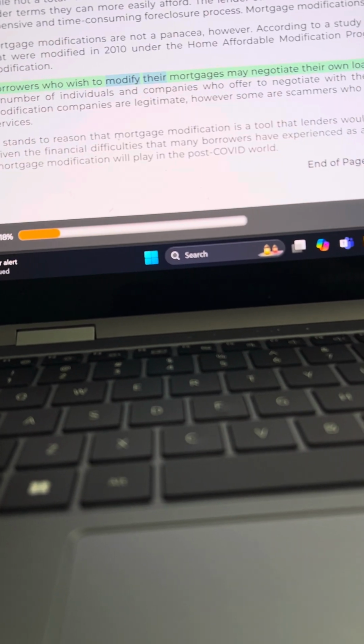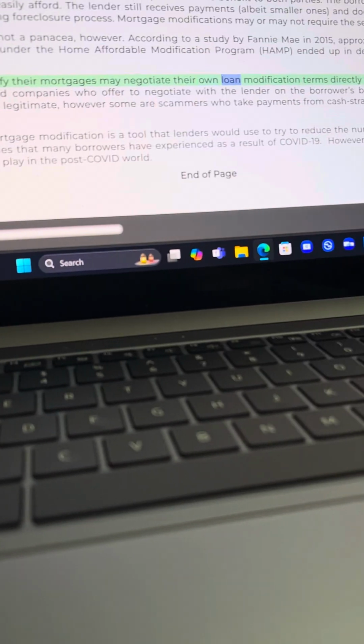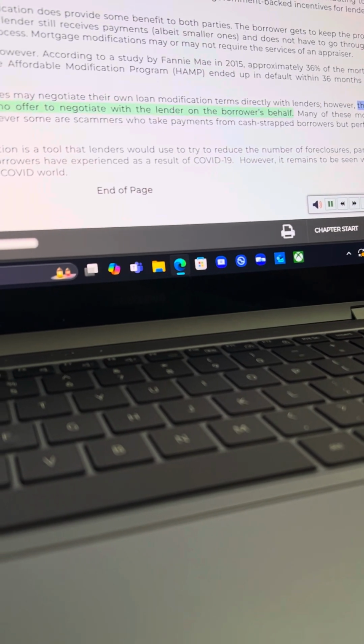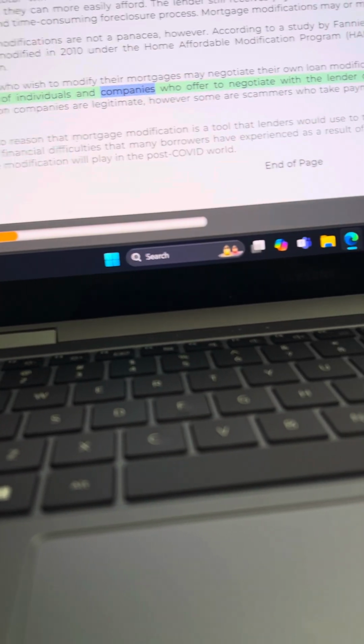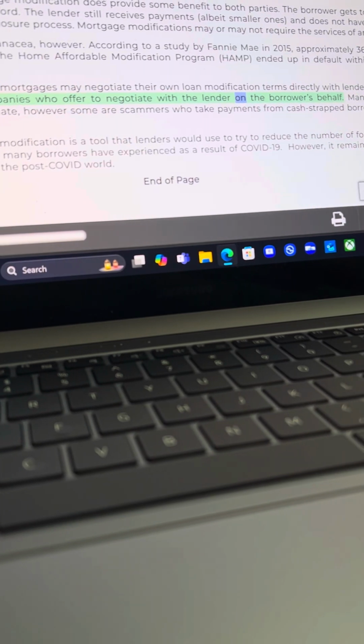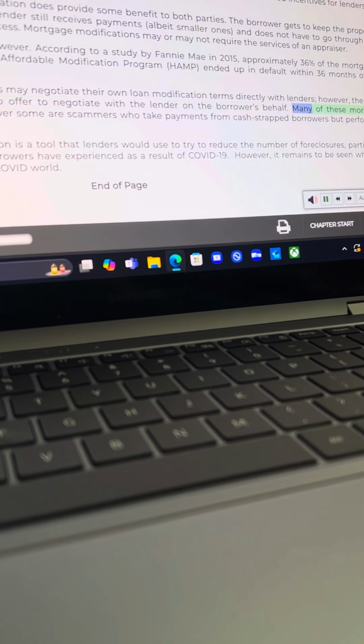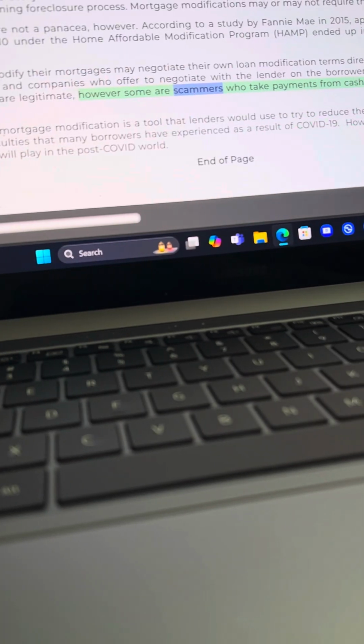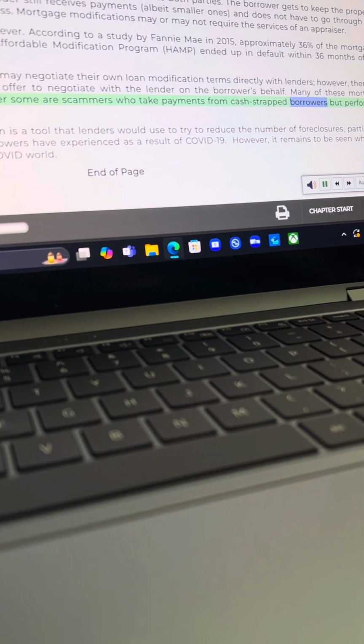Borrowers who wish to modify their mortgages may negotiate their own loan modification terms directly with lenders. However, there are a number of individuals and companies who offer to negotiate with the lender on the borrower's behalf. Many of these mortgage modification companies are legitimate, however some are scammers who take payments from cash-strapped borrowers but perform no services.